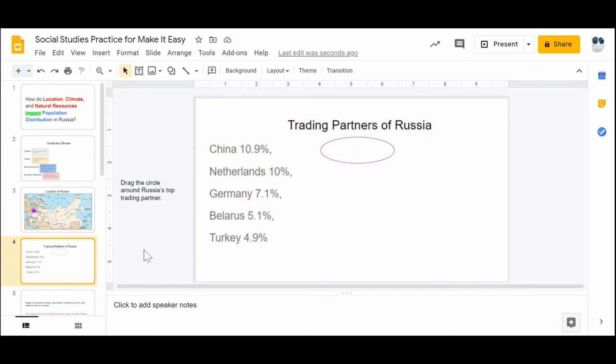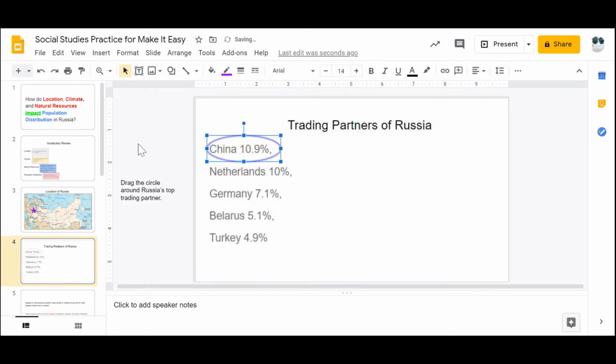So the trading partners of Russia. It says drag the circle around Russia's top trading partner. Okay, so here Turkey is 4.9%, Belarus is 5.1%, Germany is 7.1%, the Netherlands is 10%, and China is 10.9%. So China would obviously be our answer.